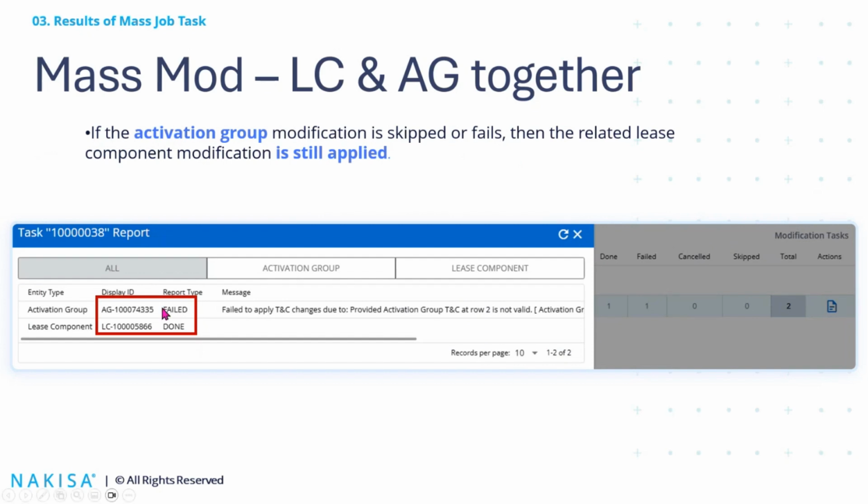Another example here is that you may have a lease component whose modification goes successfully, but it may have some field not entered correctly or missing at the activation level, so it may still fail. So that's the second example.